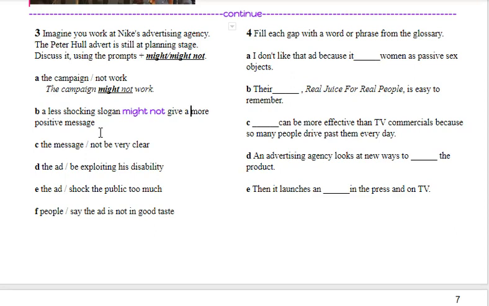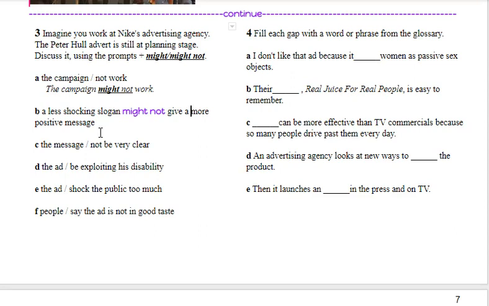So a less shocking slogan might even more positive message. Okay. Is it your final answer? Yes. Actually, it depends on whether the slogan is a positive one or a negative aspect. Yes. You got it. So that's just my question. I'm not saying that your answer is wrong. It's your own answer, it's your own opinion. Okay?